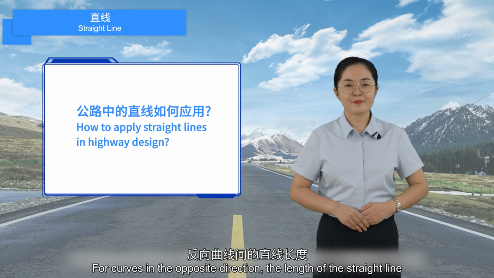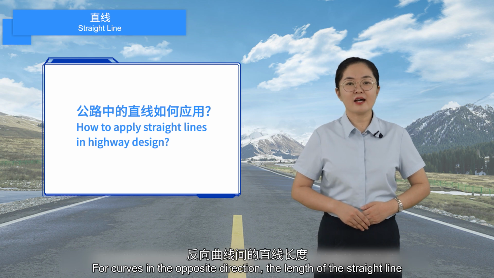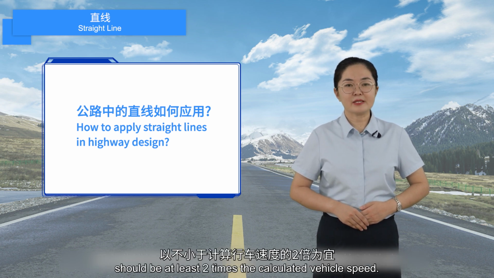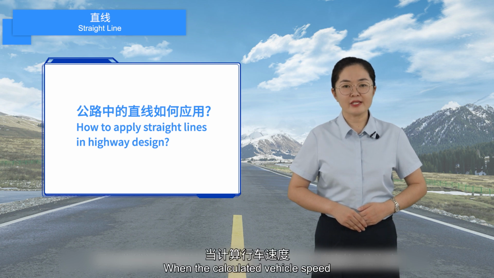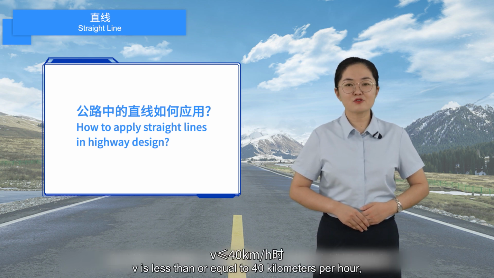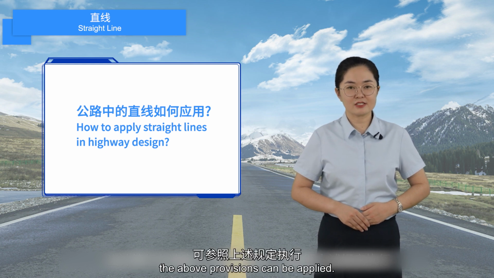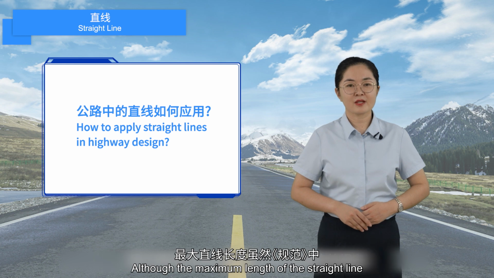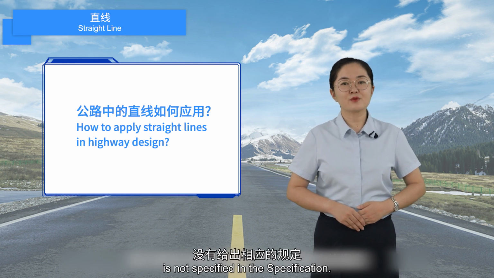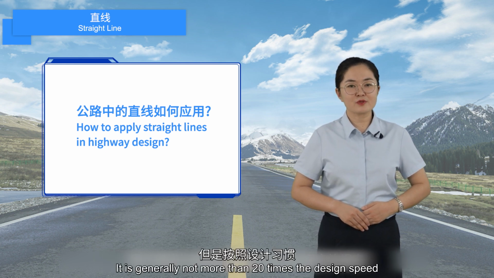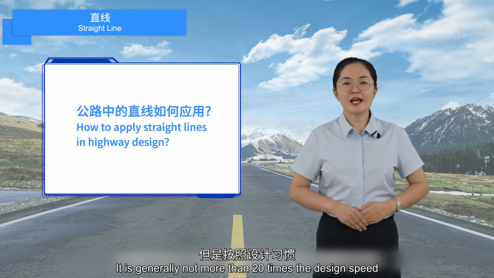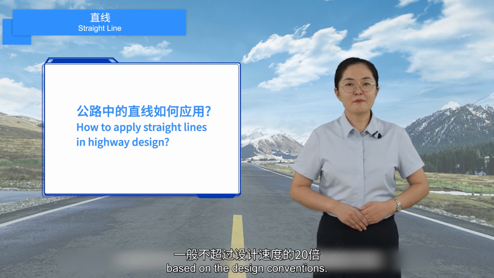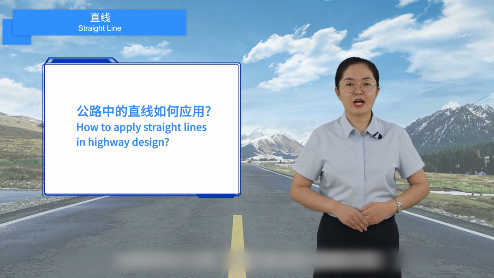For curves in the opposite direction, the length of the straight line should be at least 2 times the calculated vehicle speed. When the calculated vehicle speed v is less than or equal to 40 km per hour, the above provisions can be applied. Although the maximum length of the straight line is not specified in the specification, it is generally not more than 20 times the design speed based on the design conventions.